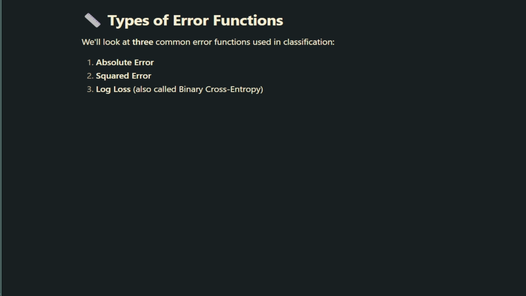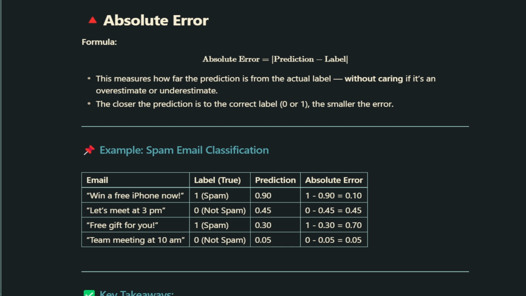Alright, let's talk about the first error function, absolute error. This one is really simple. It just measures how far the prediction is from the actual label without worrying whether the model predicted too high or too low. So the closer the prediction is to the true label, the smaller the error, and the farther it is, the larger the error.